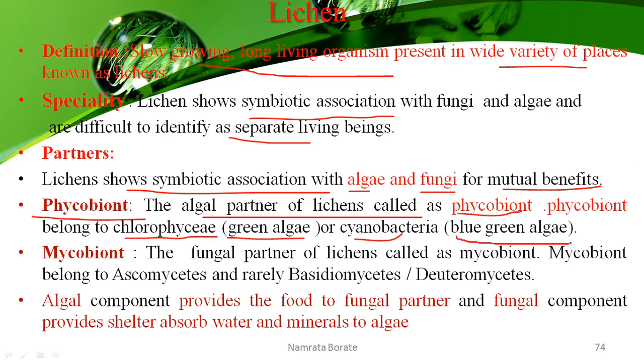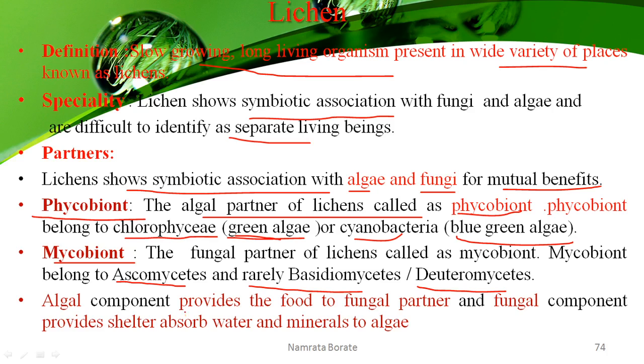As there is the presence of the green pigment, this alga carries out the function of photosynthesis. It's an interesting fact in case of the phycobionts. The second one is the mycobiont. The fungal partner of lichen is called the mycobiont. Mycobionts belong to Ascomycetes, rarely Basidiomycetes or Deuteromycetes.